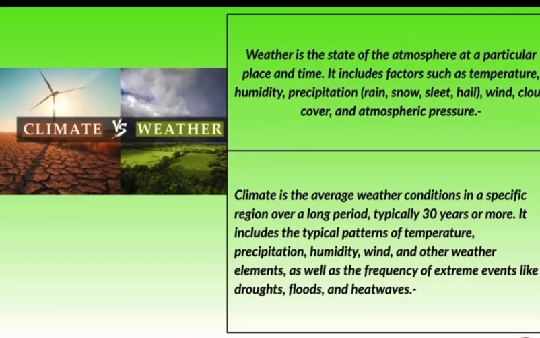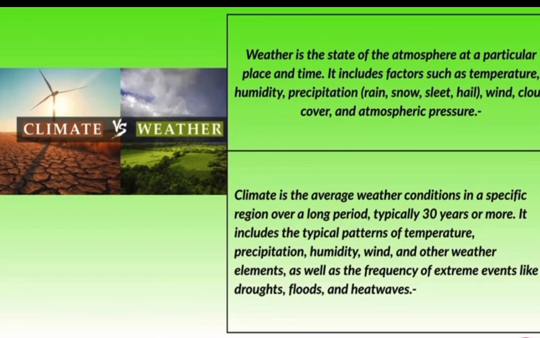Now, what is weather and climate? Weather is the state of the atmosphere at a particular place and time. It includes factors such as temperature, humidity, precipitation. We have rain, snow, sleet, and hail, wind, cloud cover, and atmospheric pressure.